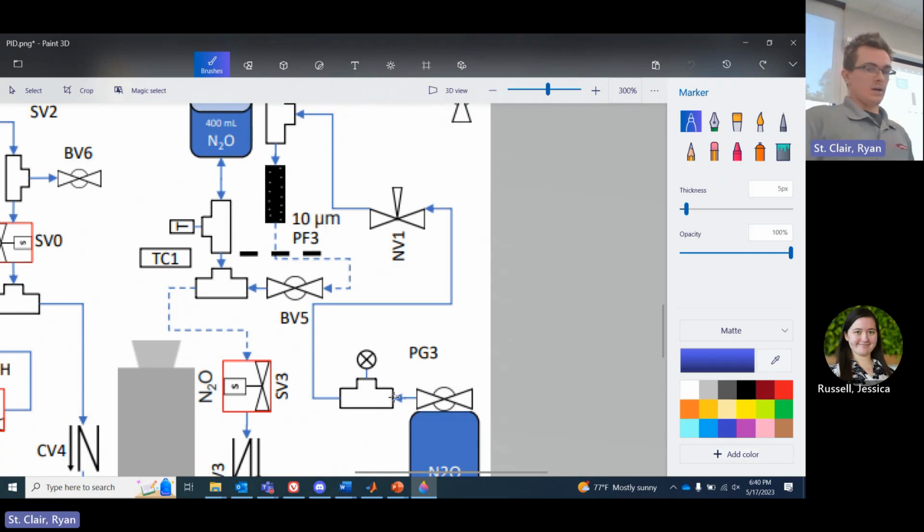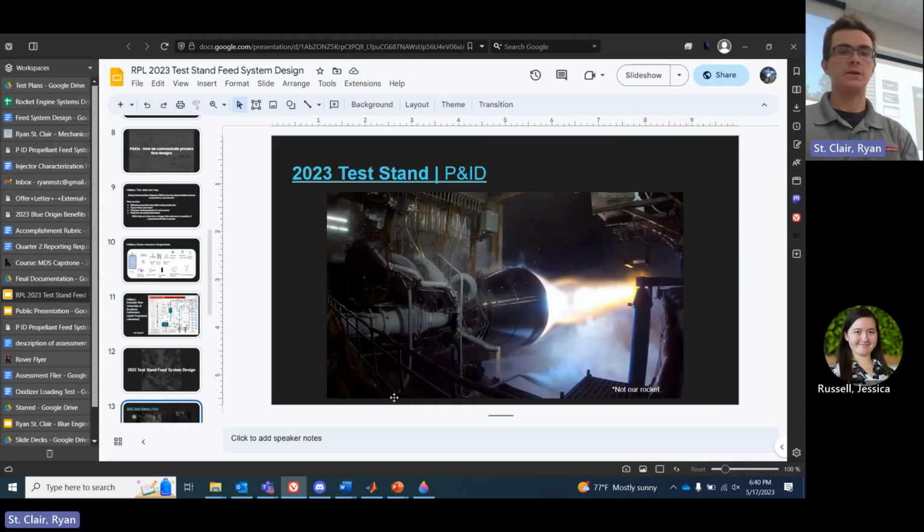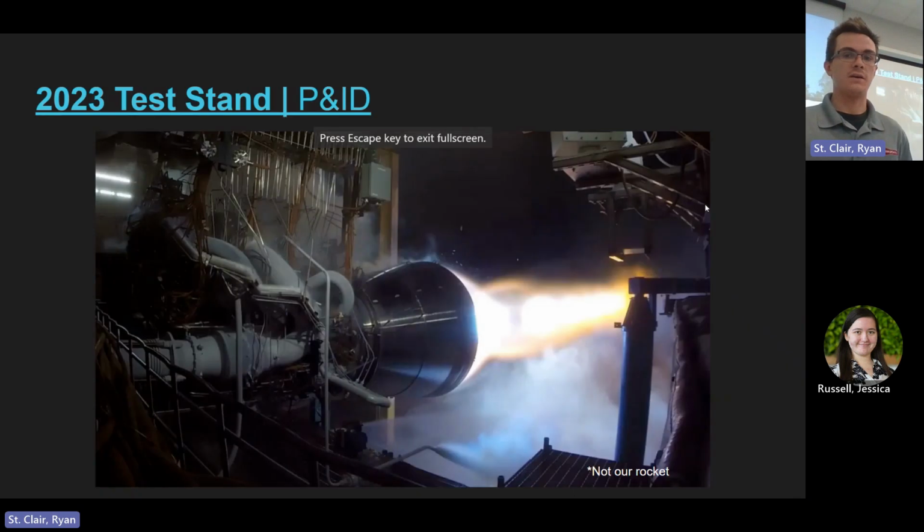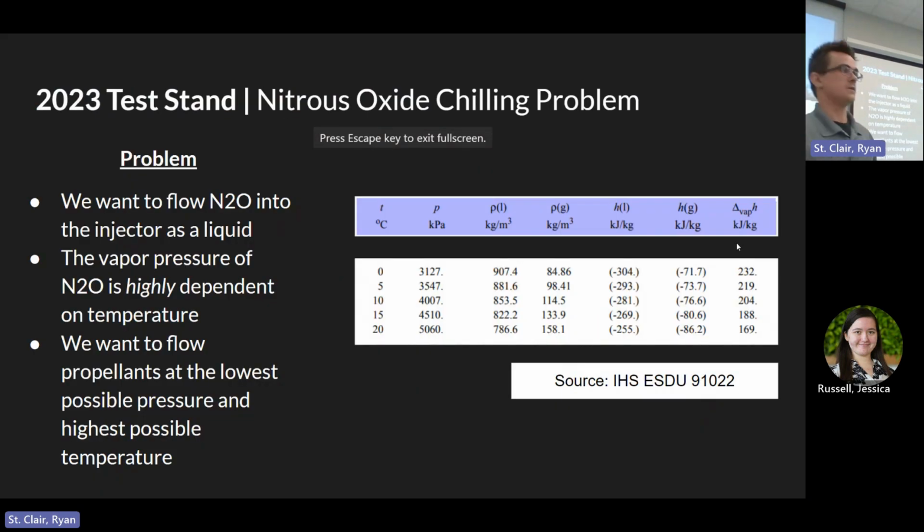So going into the filling procedure, I think it'll be important to talk about a problem that we had to solve, which is when you have nitrous oxide, it wants to exist as a gas at room temperature. So, how do you get this gas at room temperature down to be a liquid in your tank? You do that by basically cooling your system. So when you have any fluid, its phase is dependent on the pressure and the temperature.